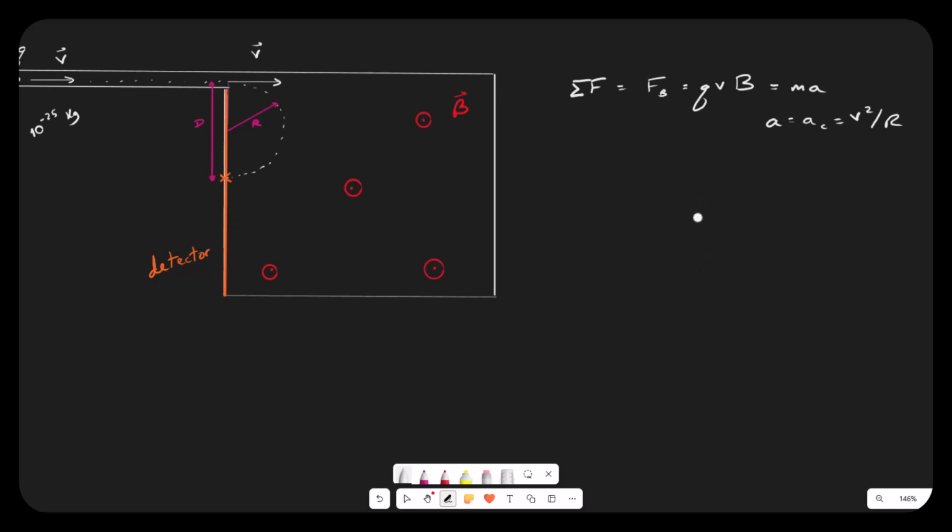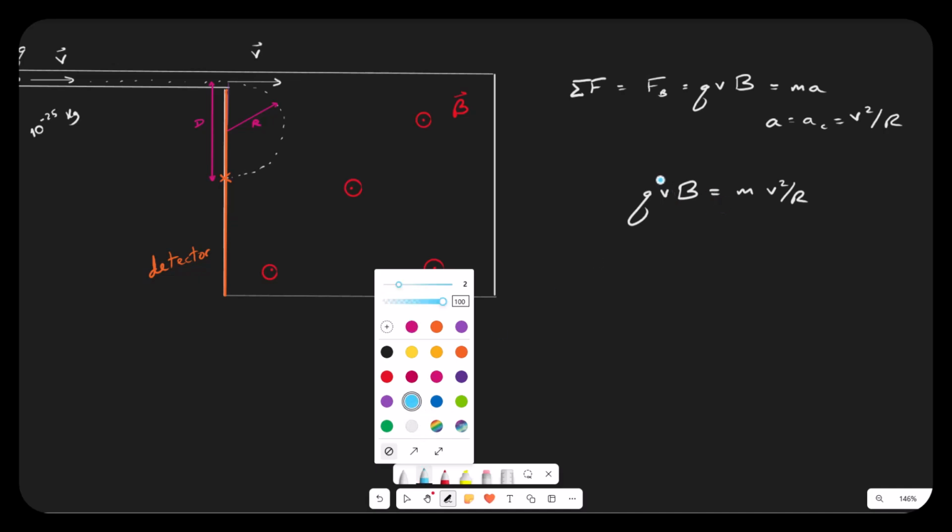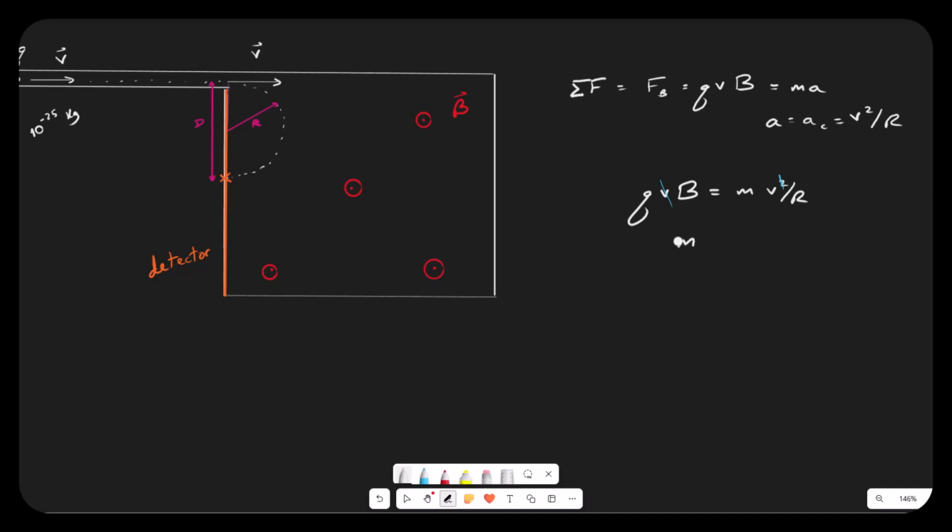So I'm going to get a V squared over R. Now I can put some pieces together. If QVB equals M times V squared over R, I can cancel a V, and I'm looking for my mass. So solving for my mass, I get QBR over V.